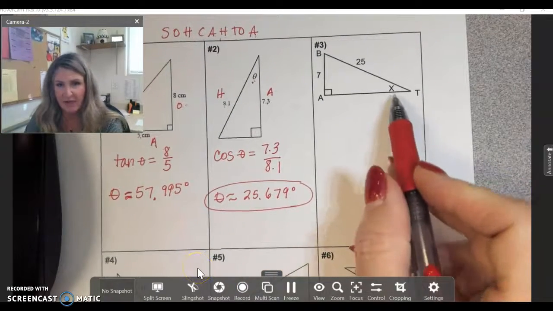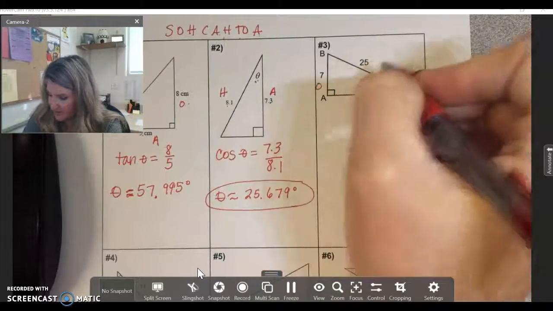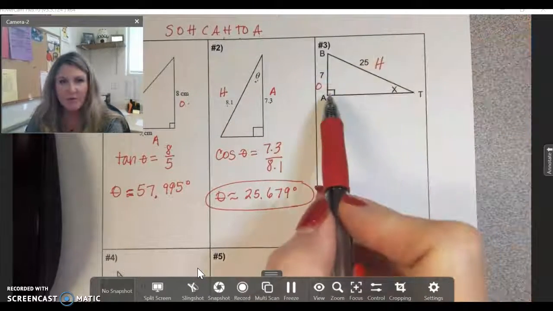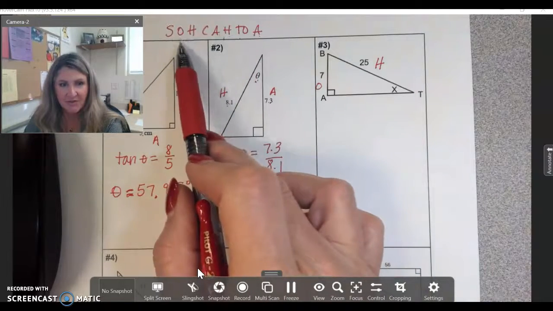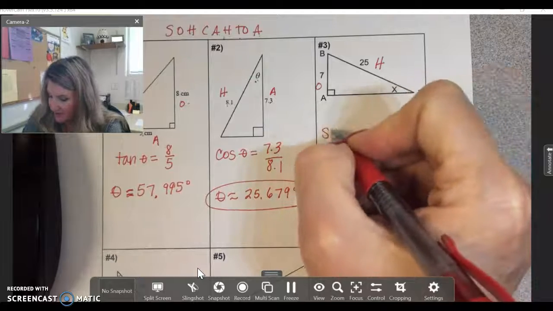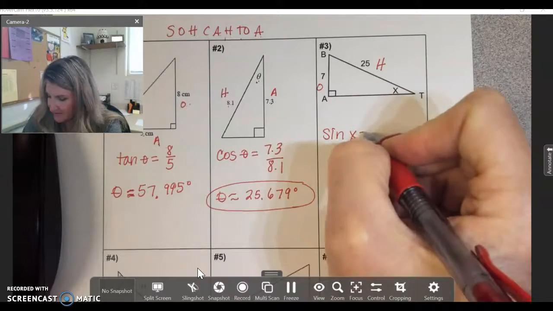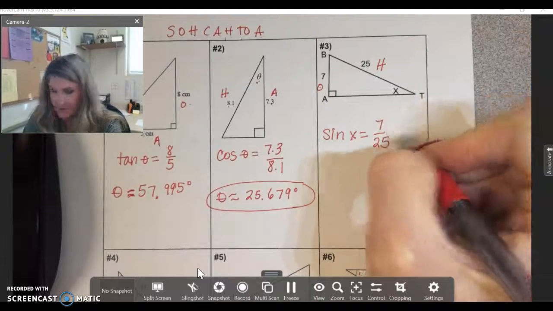So here's our angle, x this time. This is our opposite, and this is our hypotenuse. So we want to use the trig ratio that uses opposite and hypotenuse. And right here it is, opposite and hypotenuse is sine. So I do sine x equals opposite over hypotenuse.